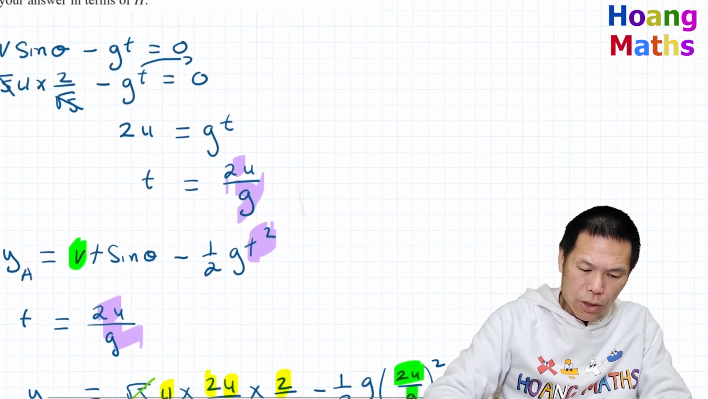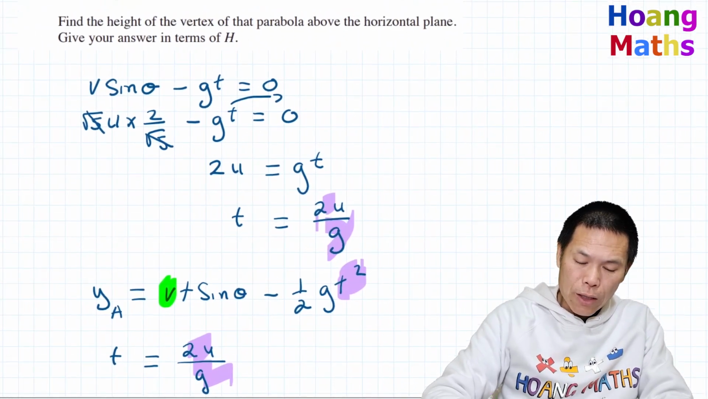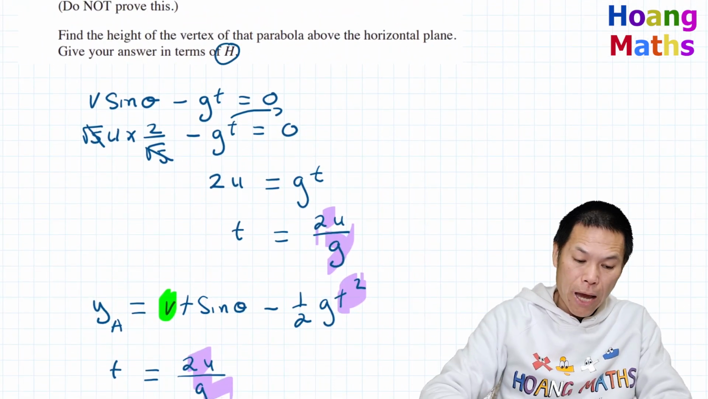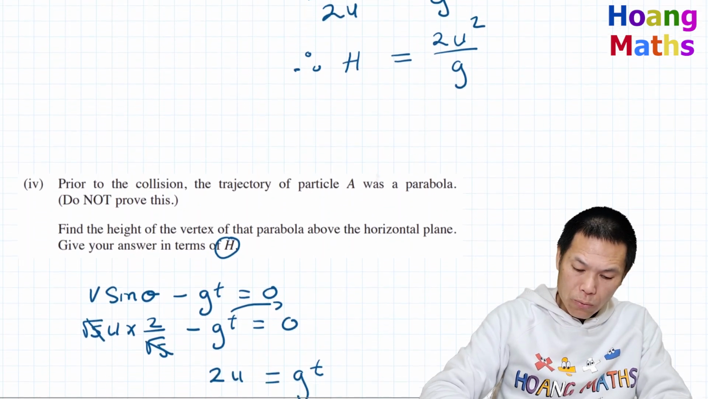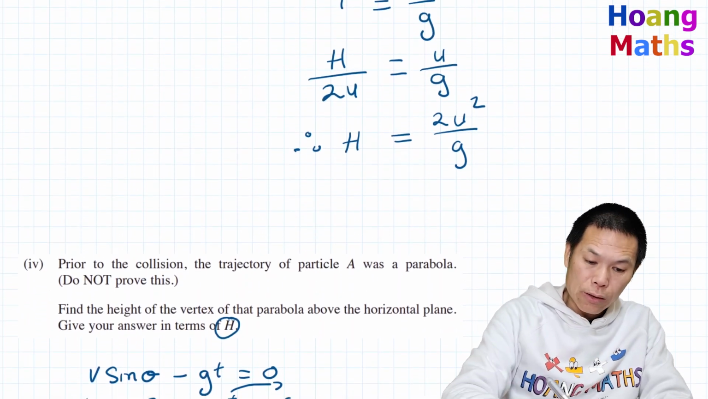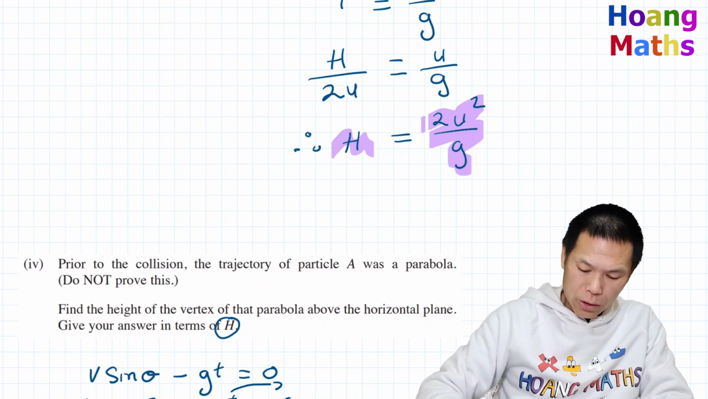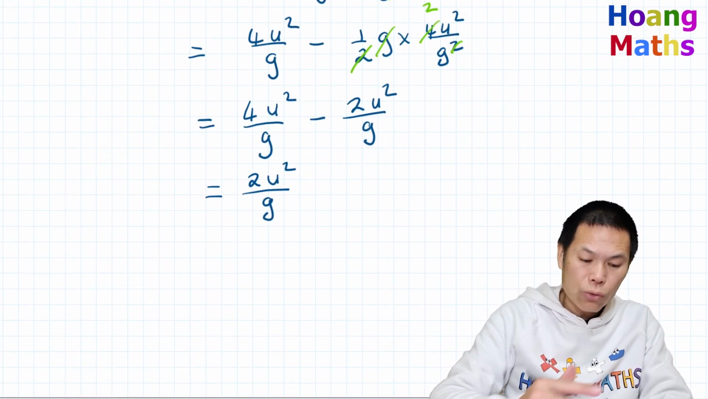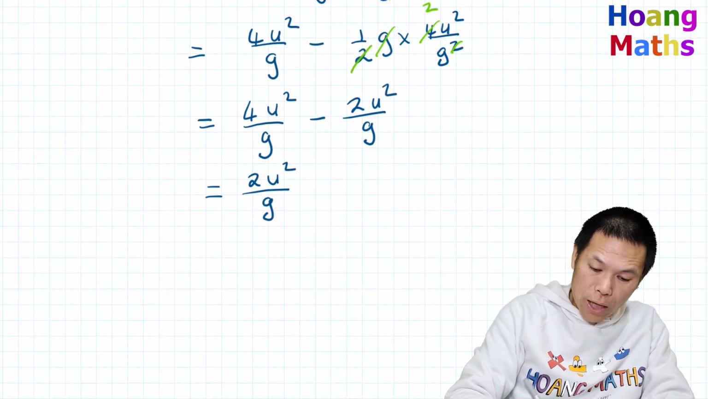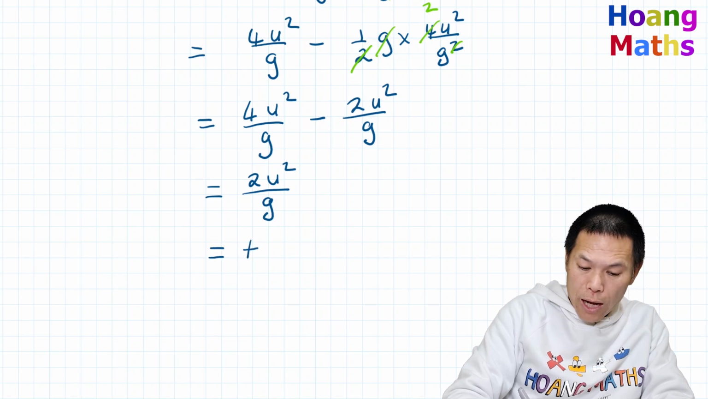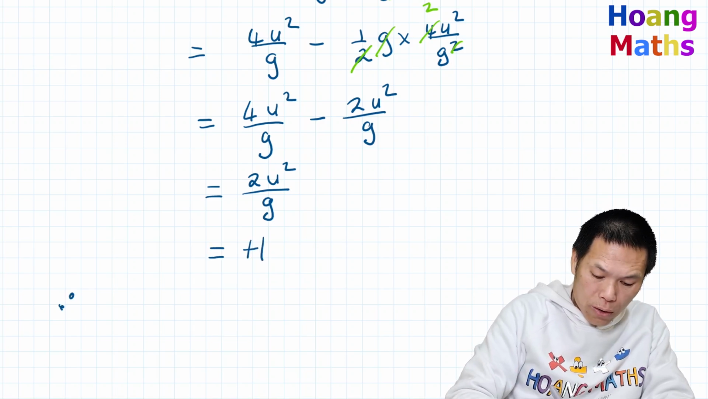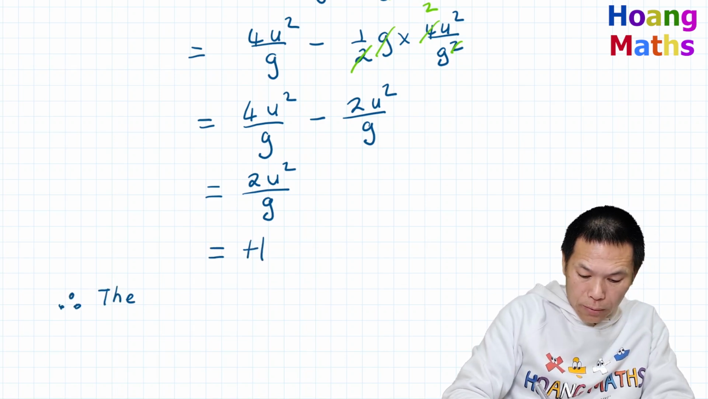So let's check the question. We need to find the maximum height in terms of h. The height h is 2u squared over g. So therefore, the maximum height 2u squared over g is equal to h.